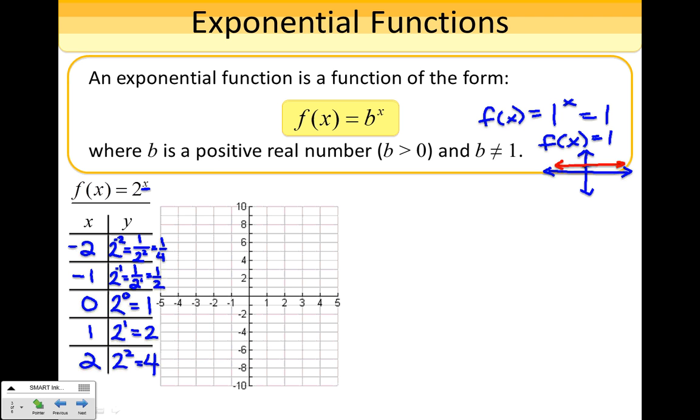So let's go ahead and plot those points. -2 and 1/4, -1 and 1/2, 0, 1, 1, 2, and 2, 4. Okay, so we can go ahead and graph that. So there's the graph of your f of x equals 2 to the x.